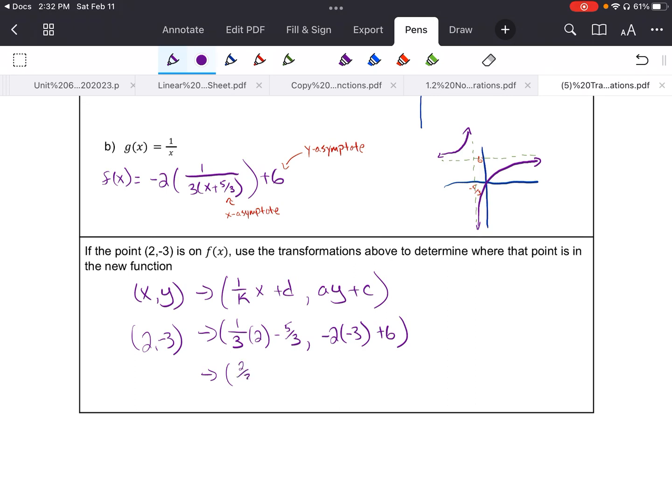Okay, so we end up with 2/3 minus 5/3, and we end up with 6 plus 6. 2/3 minus 5/3 gives us negative 3/3. 6 plus 6 is 12. Negative 3/3 is just the same as negative 1. So therefore that point in the new function will be negative 1, 12.